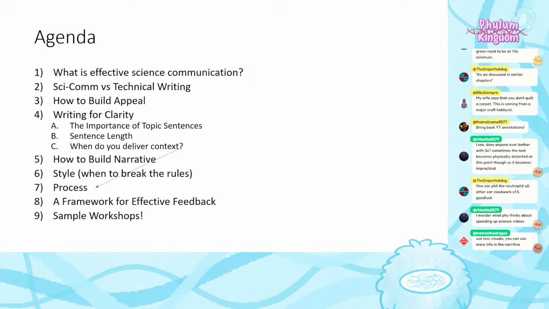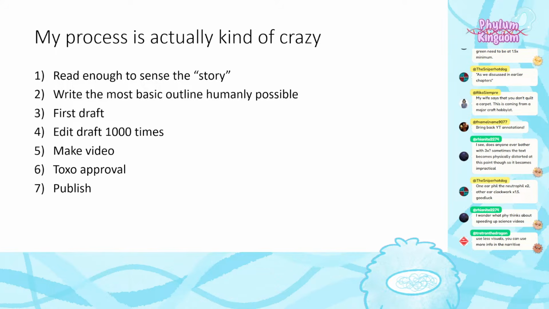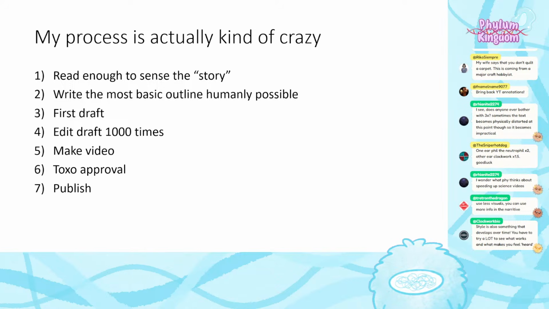So let's briefly talk about process. Process is different for everybody. My process is actually nuts, right? I don't recommend you do my process to start off with. So I usually start a script just by reading enough just to sense the story. You know, like how am I going to set up the narrative? And then I write the most basic outline humanly possible. I'm talking like 50 words, like just I want to talk about this, I want to talk about that, I want to talk about that. And then I write a first draft.